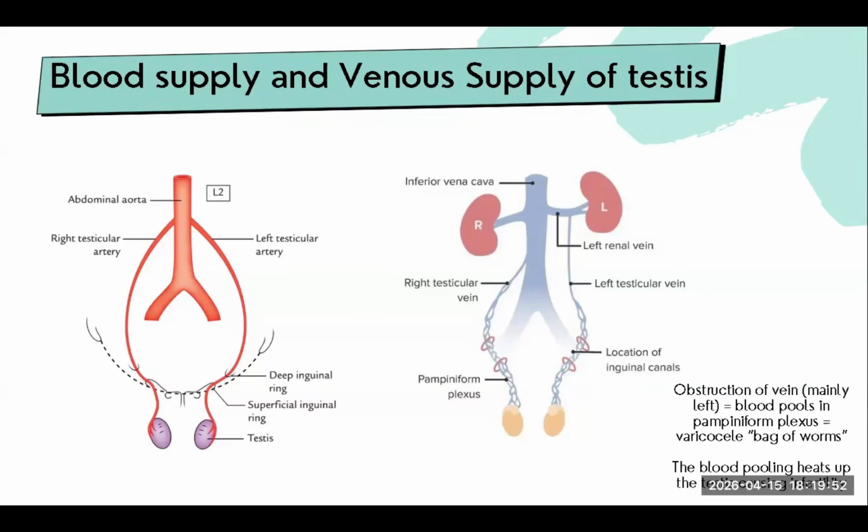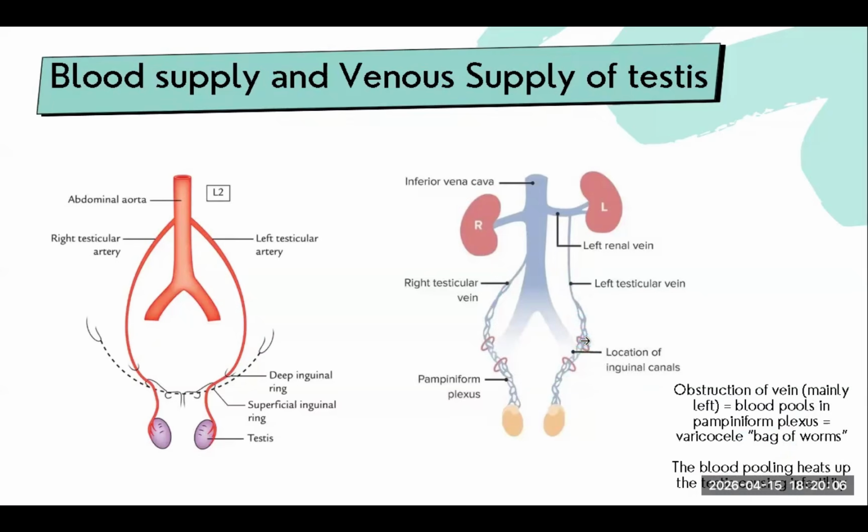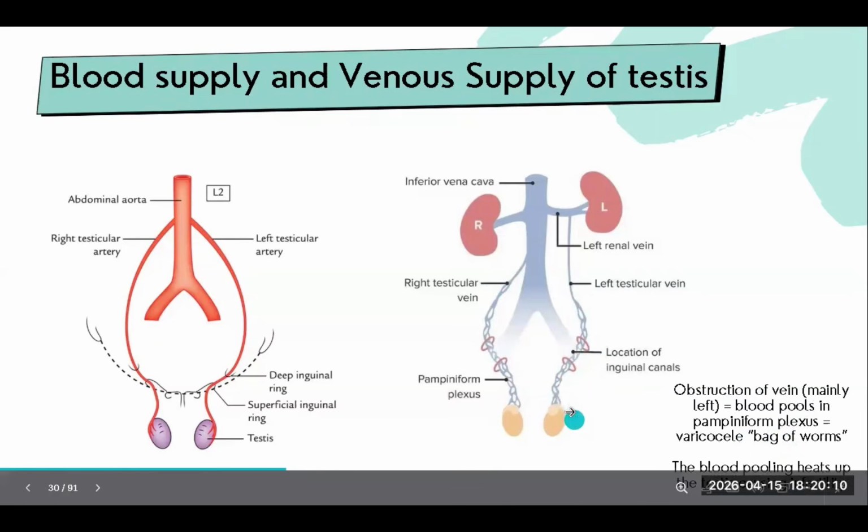Patients with varicocele would present with testes which feel like a bag of worms, okay? This is very, very high yield, bag of worms, very high yield. And when the blood pools up in the testes, this would heat up the testes, and remember, we said the testes are not good with heat, therefore spermatogenesis will not occur, and this could lead to infertility.